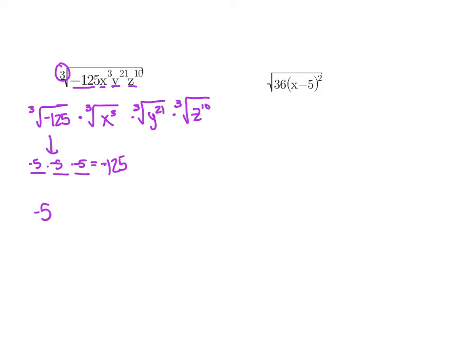Now, the next factor, the cube root of x cubed. How many groups can you make if you have 3 x's in a group? You can only make one group. The cube root of x cubed is just x to the first. So we're going to put an x down there. Next one, you have the cube root of y to the 21st power. If you have 21 y's written out, and there's 3 y's in each group, how many groups can you make? That's the same thing as 21 divided by 3. You can make 7.